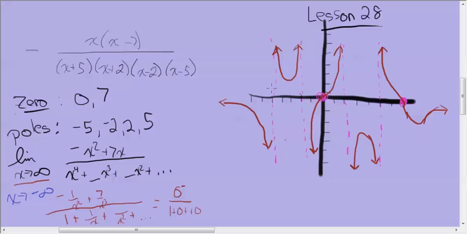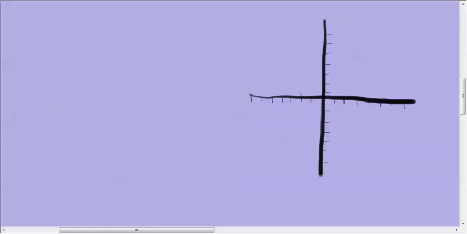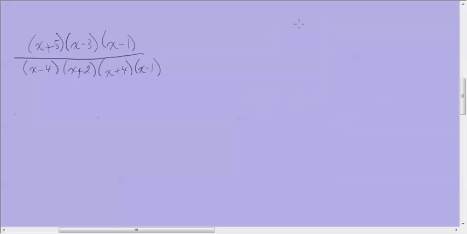All right, so that's example problem 1 in lesson 28. So let's get rid of this one. Problem 1, let's get rid of the Cartesian plane. And let's go with problem 2. All right, problem 2 doesn't have that pesky negative sign in front, but it does have something different.